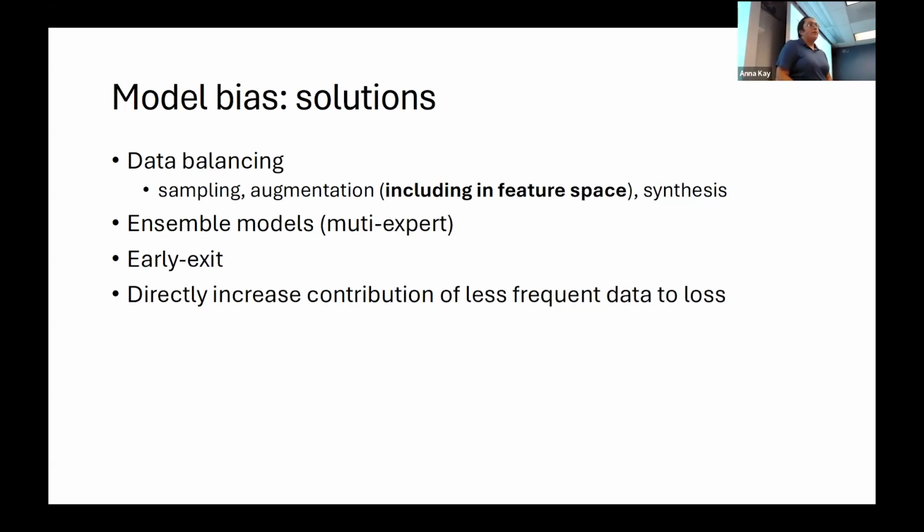You can use ensemble models, and that's where you have models that are dedicated to, for example, understanding what's happening at the tail, versus models that are dedicated to understanding what's happening in other places. Then you have a voting between these models.